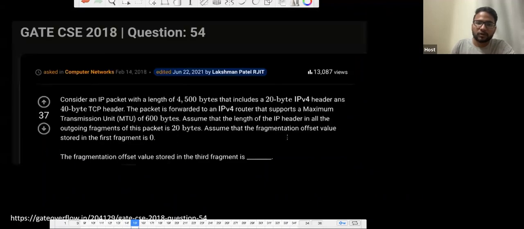Okay, so now let's do this next question. Consider the IP packet that is having 500 bytes that includes 20 bytes. Okay, this question, let's try it in this class itself. Take 1 minute and solve this question.